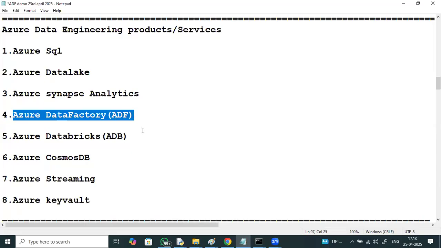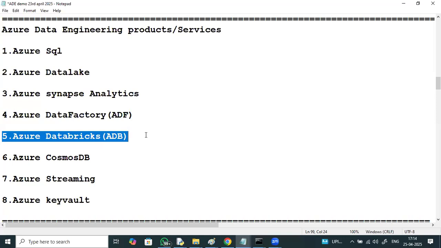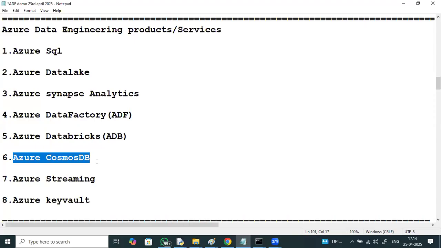Azure Databricks, it's an Apache Spark-based data analytics platform. Azure Cosmos DB, it's a cloud-based NoSQL database. Azure Streaming, processing huge volumes of data from multiple sources simultaneously.